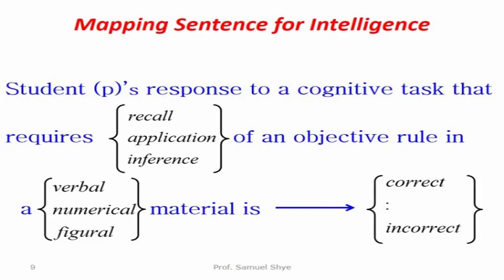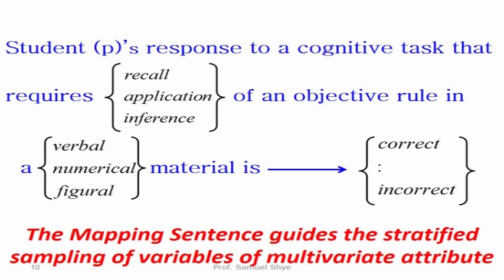Now, in the case of intelligence study, the mapping sentence may look like this. Student P's response to a cognitive task that requires either recall or replication or inference of an objective rule in a verbal, numerical, or figural material is, the range is from very correct to very incorrect. The mapping sentence guides the stratified sampling of variables of a multivariate attribute. Using a mapping sentence, we can sample variables from the entire attribute content universe with its infinitely many variables.